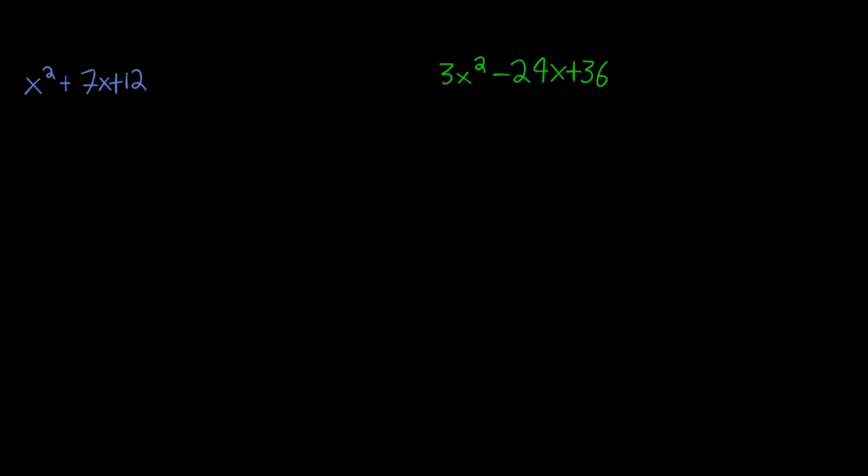So we're going to start with the example on the left. So first thing we're going to do is write a is equal to 1, b is equal to 7, and c is equal to 12.